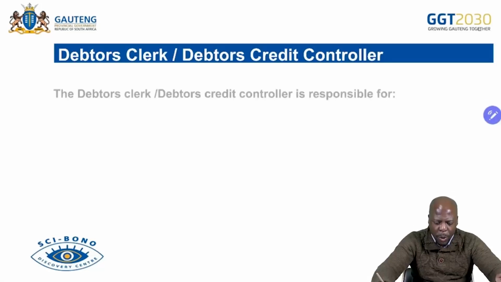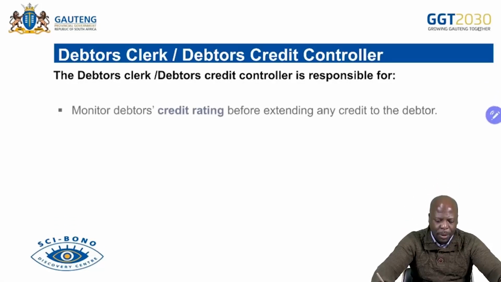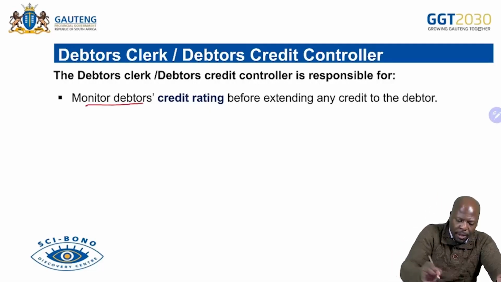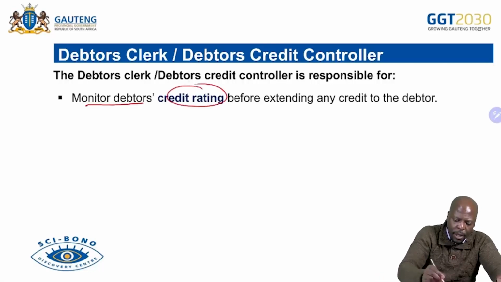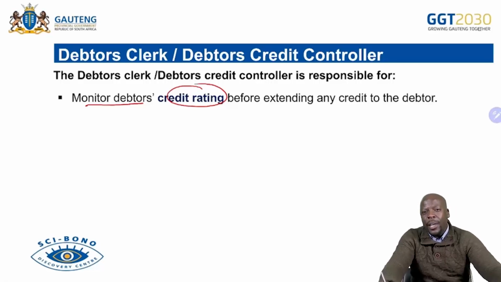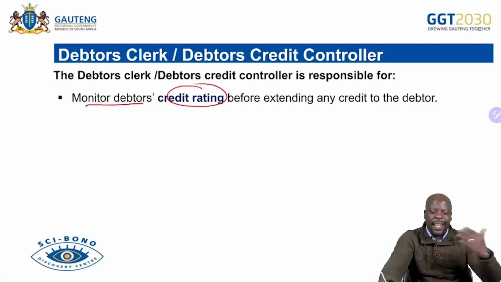Now, I want us to talk about this. This is very important, especially when you come to your internal controls for debtors. There is what we call the debtors clerk or the debtors credit controller. He or she is responsible, number one, to monitor the debtor's credit rating, that is before extending any credit to a debtor. We wouldn't want to sell goods to a debtor who is habitually not paying the accounts on time or often not paying the account at all. So our debtors clerk checks the credit record before we can extend any credit to potential debtors.